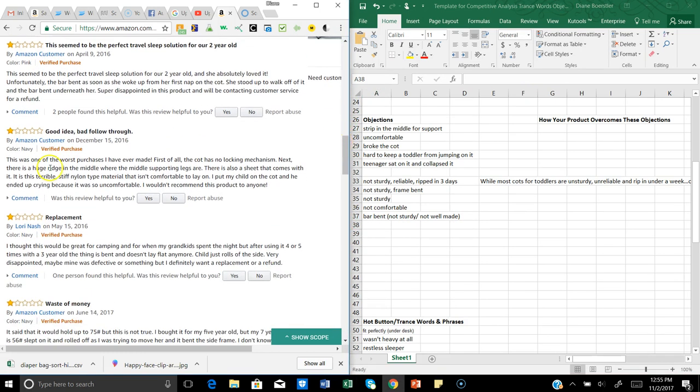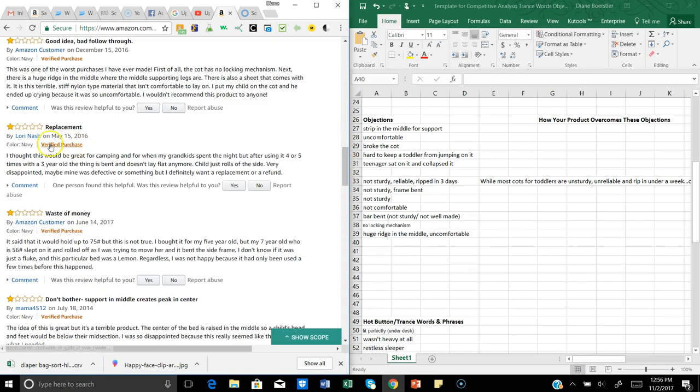So, worst purchases I've ever made. There again has to do with value and cost. No locking mechanism. That's a big one. So it just collapses. Someone's a little bit too heavy and it collapses. A huge ridge in the middle. So it's not comfortable. Huge ridge in the middle. Uncomfortable, right?